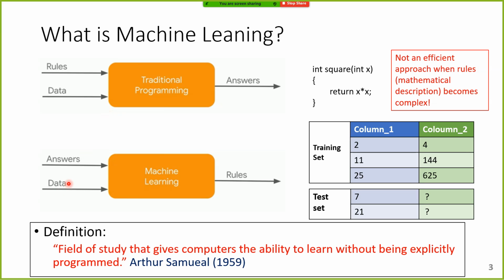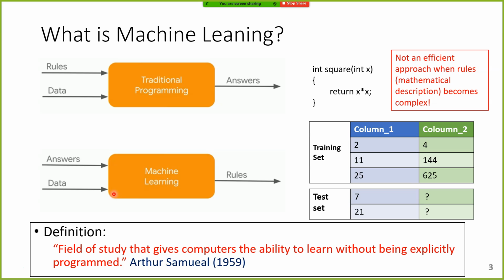We have some data and the answer that maps to the data. What machine learning does is it figures out the rules which will map this data to the desired answer. Suppose we want to do the same job that we did earlier in traditional programming, that is, finding the square of a given number. We would supply some numbers and their corresponding squared values to our program, and then the program will figure out what rules it should apply to this data to generate this kind of output.